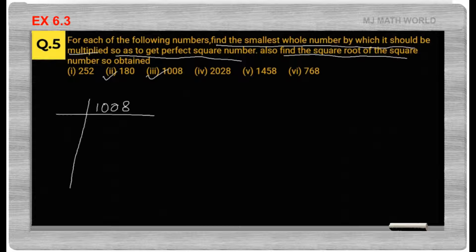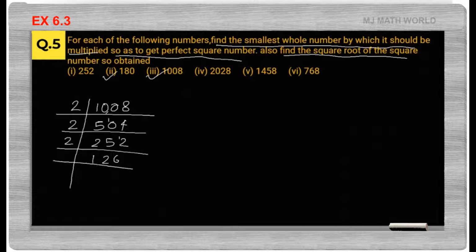1008. First we do prime factorization. It is divisible by the first prime number 2: 2 times 5 is 10, then 0, then 8, 2 times 4 is 8. 84 is divisible by 2: 2 times 4 is 8, remaining 4, 2 times 2 is 4, divisible by 2, 2 times 1. 12, 2 times 6 is 12, it is divisible by 2. 6 is 2 times 3.